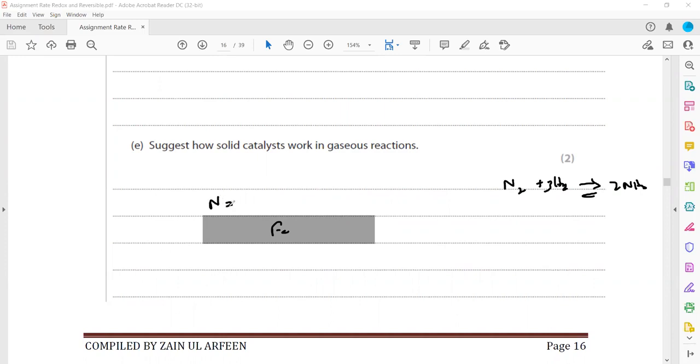So what happens in the nitrogen molecule? There's a triple bond in the nitrogen molecule and there's a single bond in the hydrogen molecule. First, these heterogeneous catalysts trap the reactant molecules at the surface. And when they trap the reactant molecules at the surface, they weaken the bond within the reactant molecule, which can then easily break. As a result, the activation energy will be lower, so this reaction can proceed at a lower temperature.